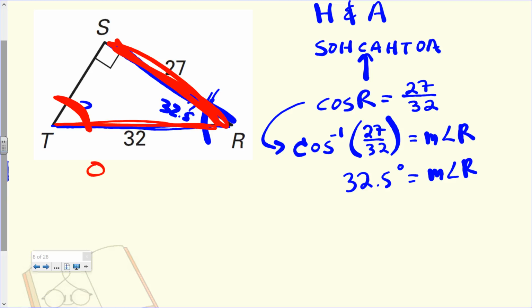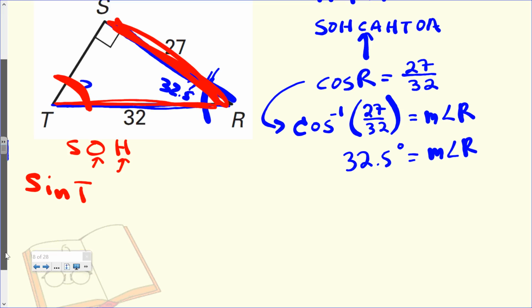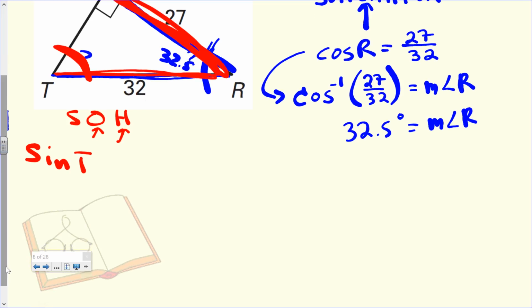Sine. So opposite and hypotenuse is what we're dealing with. Well, that's the SO in SOHCAHTOA. So I'm going to take sine of angle T is 27 over 32.